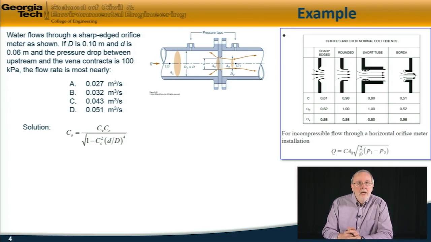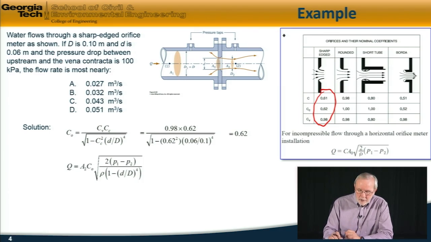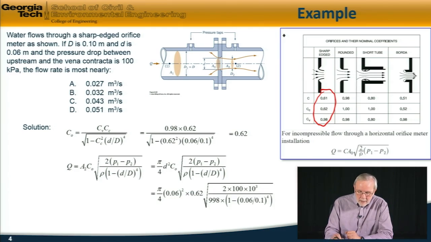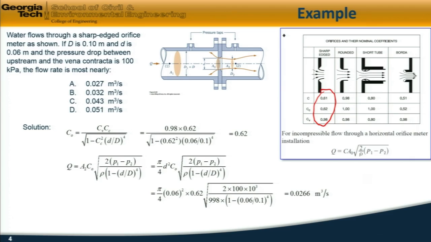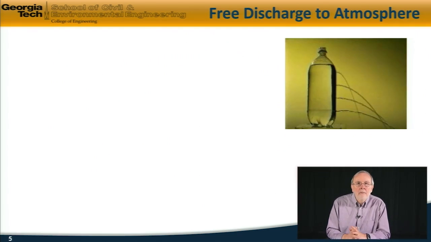So we apply our equation. First of all, compute the orifice coefficient from this formula. In this case, we assume that the values are appropriate for a sharp-edged orifice right here. So substituting in the numbers, we get that the orifice coefficient is 0.62, approximately the same as the contraction coefficient. So therefore, here is our generalized orifice meter equation, and which becomes this. Again, substituting in the numbers, we get this, and the answer is 0.026 cubic meters per second, or the best answer is A.